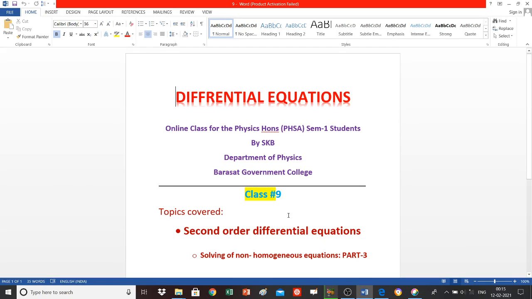Dear students, this is the ninth class and the last class on this chapter, differential equations. In this class, we will learn some other properties of inverse operators and use them to solve some non-homogeneous second order differential equations. That means this is the third part of solving non-homogeneous second order differential equations. So let us come to those properties.